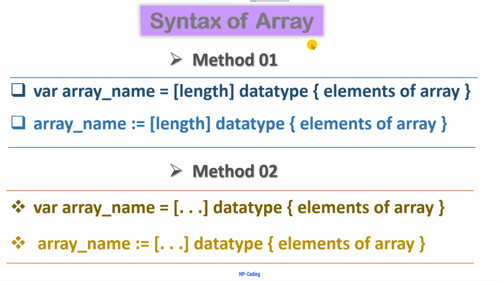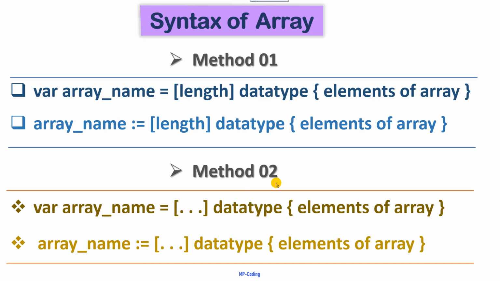So here is the syntax to create an array in the Go language, and we can create an array in two methods. In the first method, we specify the length of the array when creating it. Here is the first syntax for creating an array using the var keyword. It includes the var keyword, array name, length of array, data type, and here we include the array elements, which means the array values. The second one is for creating an array in a short way. It includes the array name, this special operator, then the length of the array, data type, and the elements of the array.